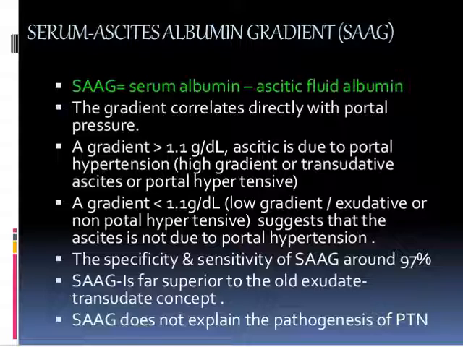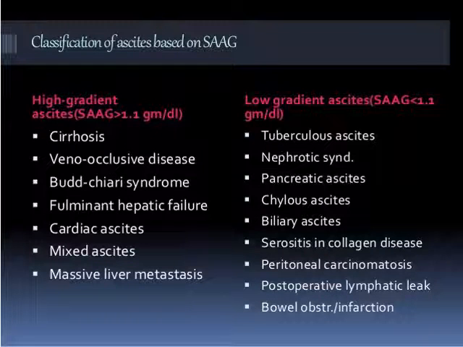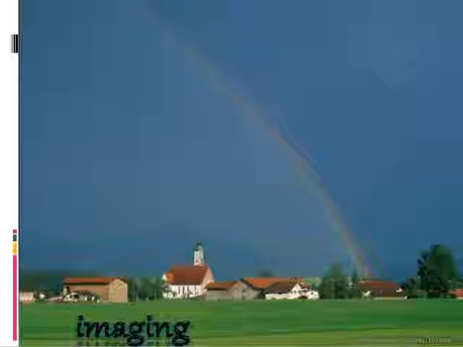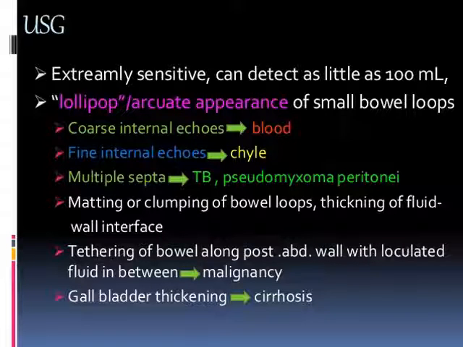So, the most significant test to be done for an ascitic patient is the serum to ascites albumin gradient, what is called SAG. Classification of ascites based on SAG: there is high gradient ascites and low gradient ascites, as demonstrated in this table. Imaging: the most important and extremely sensitive is abdominal ultrasound. It detects as little as 100 ml.